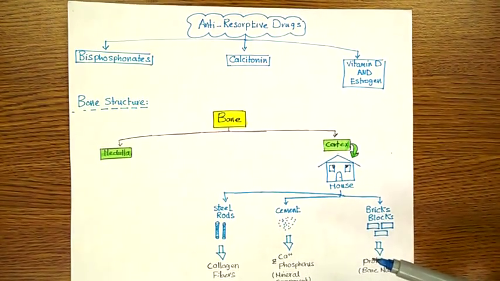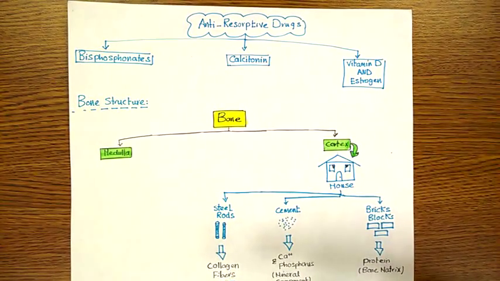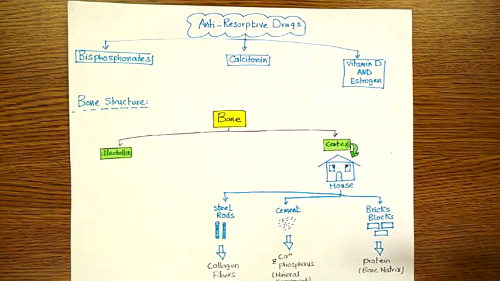If there is a defect in the collagen fiber, that will be represented by osteogenesis imperfecta. If we have a defect in the mineral component, that will be manifested as rickets in children and osteomalacia in adults. And a defect in the bone matrix protein may end up as osteoporosis.